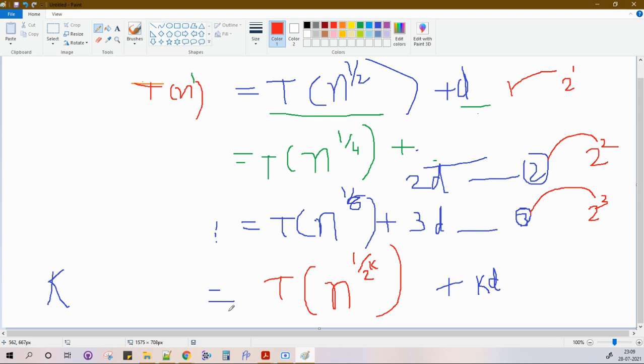Any confusion? Everyone awake? Not sleeping? At level k I am having 1 divided by 2 to the power k, right? It is easy, right? It is increasing in the order in the power: 2 to the power 1, 2 to the power 2, 2 to the power 3, then 2 to the power k. It may happen. Okay, let that question come, then we will see that case. So this is generalized.